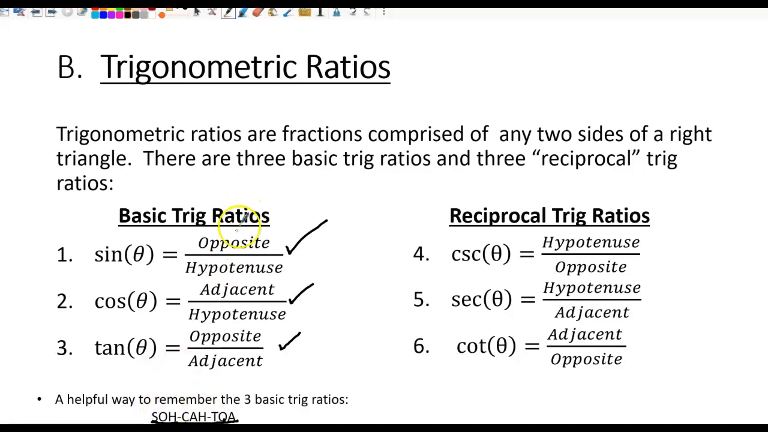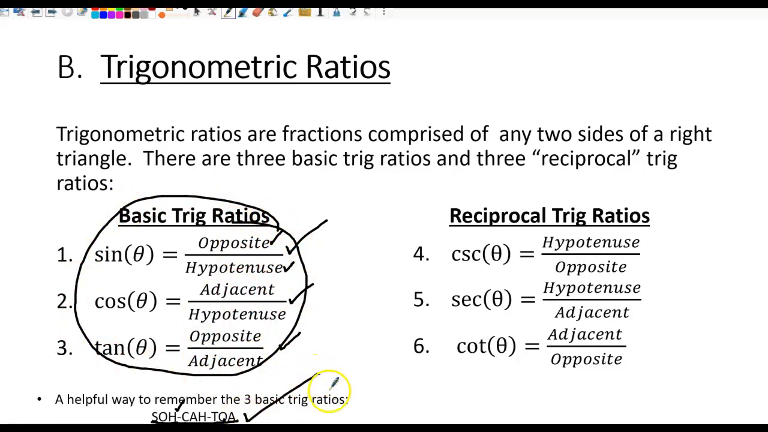The second letter represents the side that goes on top, and the third letter represents the side that goes on the bottom of the fraction. So sine is opposite over hypotenuse, cosine is adjacent over hypotenuse, and tangent is opposite over adjacent. It's kind of hard to memorize all of this, but it's just three syllables to say the phrase SOHCAHTOA. So if you can memorize SOHCAHTOA, then you know your three basic trig ratios.